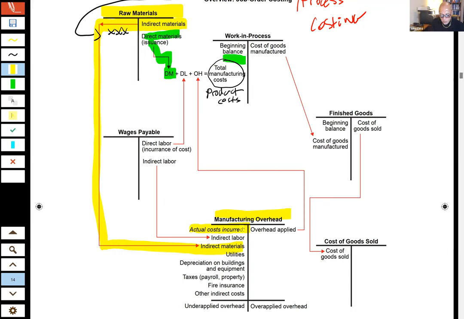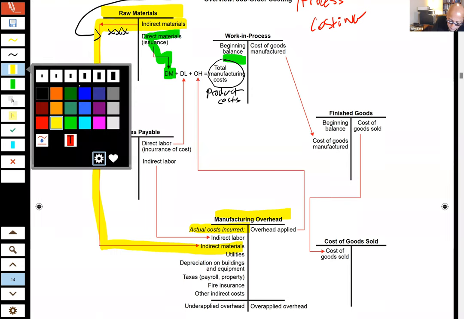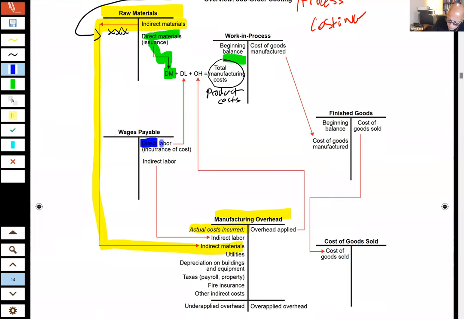Okay, good. So I've got my raw materials, and no matter how many materials you put in work in process, unless you apply some conversion costs like direct labor and overhead, they're not going to turn into product, right? So now I'll use this blue here. Now I'm going to credit wages payable for my direct labor. That goes into my work in process, right? Okay, it's part of my product cost.